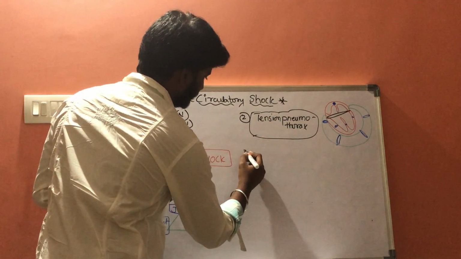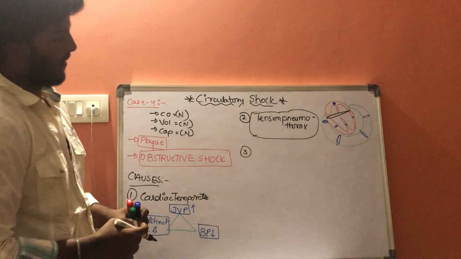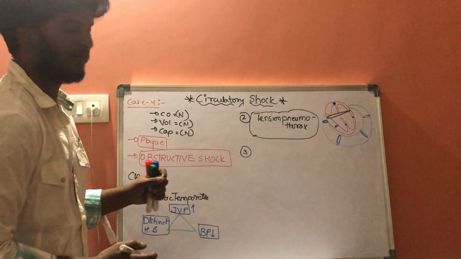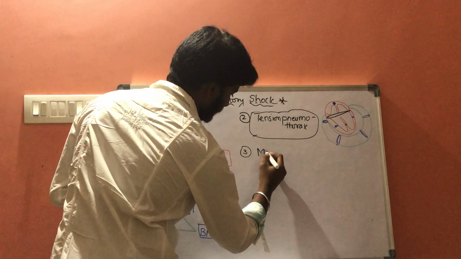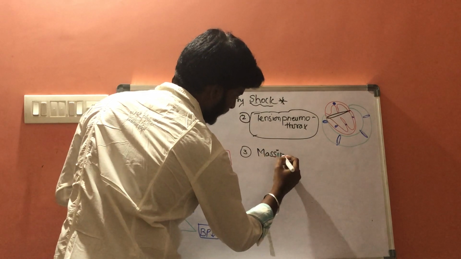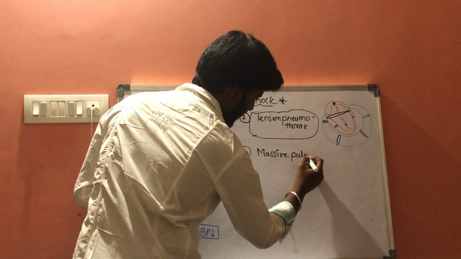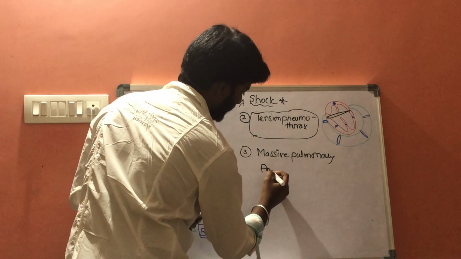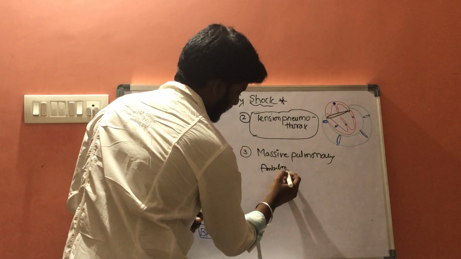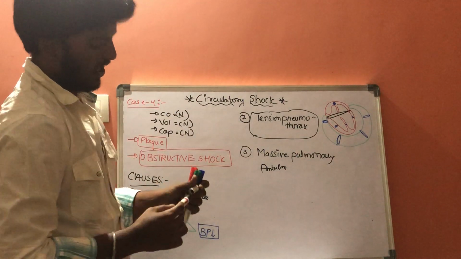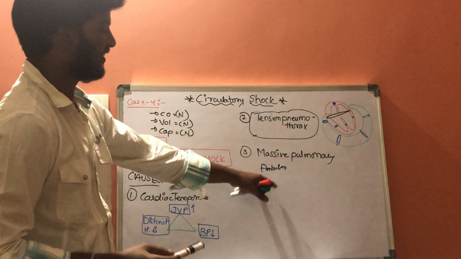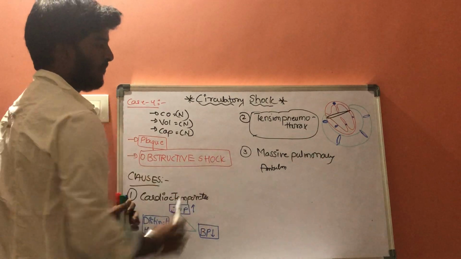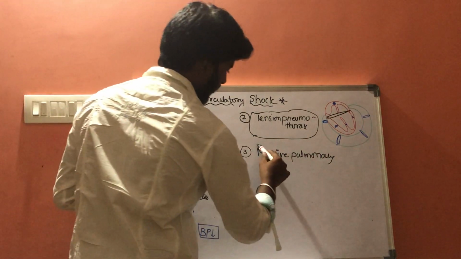Now, the third one is massive pulmonary embolism. Massive pulmonary embolism is nothing but accumulation of thrombus within the heart. This is one of the reasons.